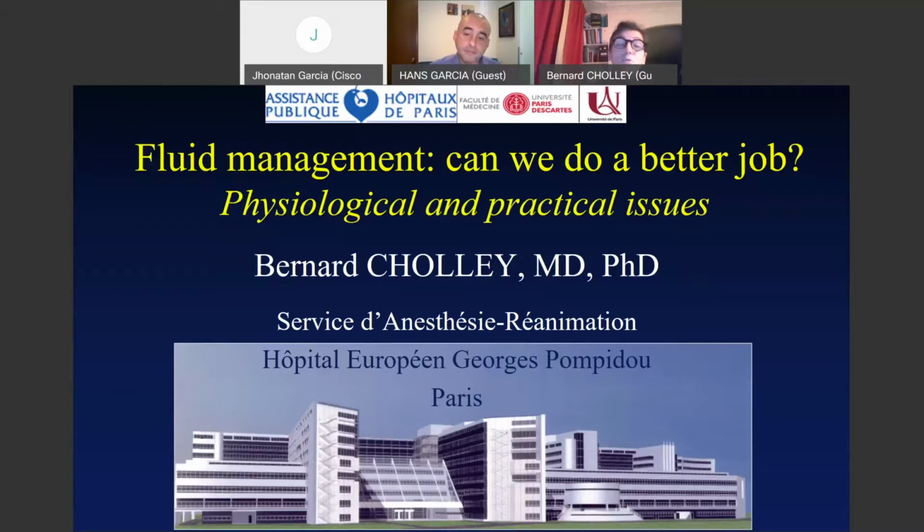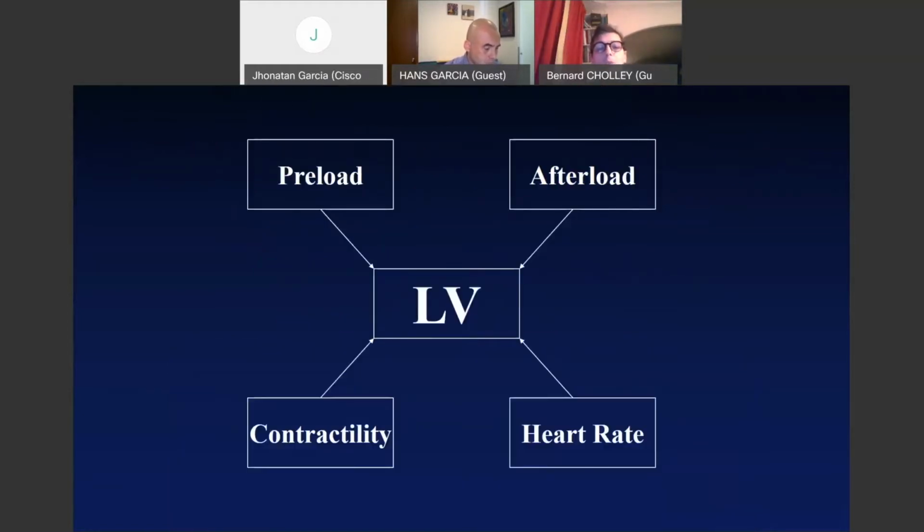During the next few minutes, I will talk to you about fluid management, and I will quickly browse some physiological aspects and some practical issues. First of all, if you think of hemodynamics, most often we've learned hemodynamics with the cardiologist. And the cardiologist told us that the left ventricle produces the cardiac output under the influence of 4 major parameters, which are preload, afterload, contractility, and heart rate.